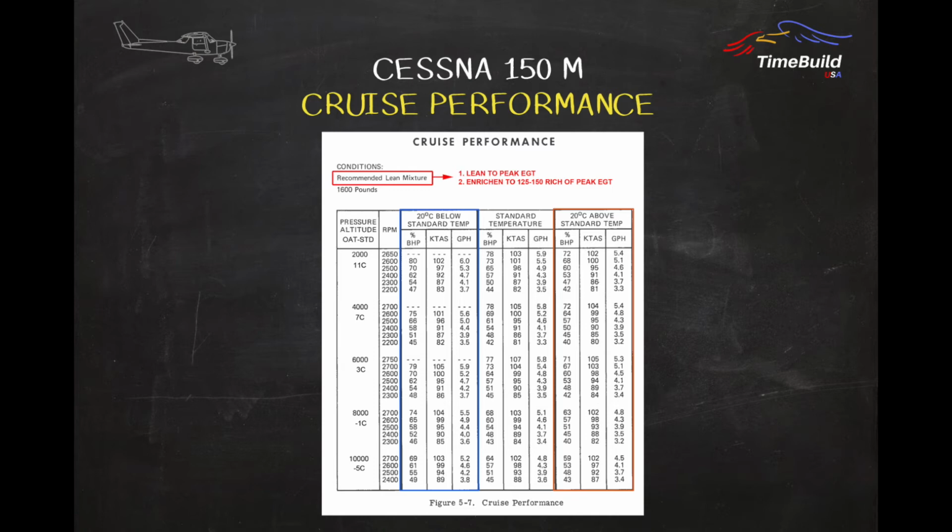The chart provides knots true airspeed and fuel burn rate in gallons per hour for various cruise altitudes at a given RPM. Notice that the chart contains data for 3 temperature columns, namely 20 degrees Celsius below standard, standard, and 20 degrees Celsius warmer than standard. Immediately underneath each pressure altitude, we have added the standard temperature.